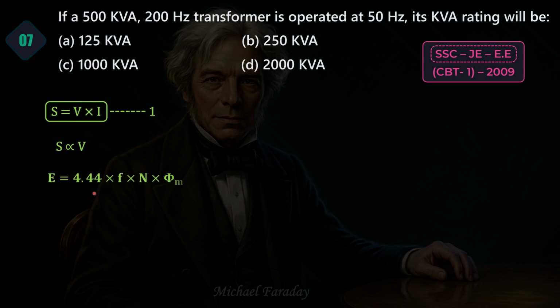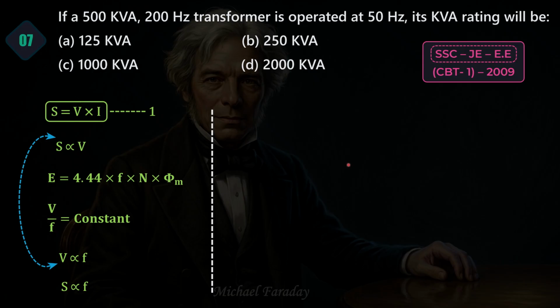Now let us consider the EMF equation of the transformer, which is equal to 4.44 multiplied by frequency, number of turns, and maximum flux. Since a transformer is a constant flux machine, in order to keep flux constant, the V by F ratio must be constant. Now from this expression we can write that voltage is directly proportional to frequency. Here, voltage is directly proportional to kVA rating of the transformer. Therefore, this expression can be rewritten as kVA rating of the transformer is directly proportional to frequency.